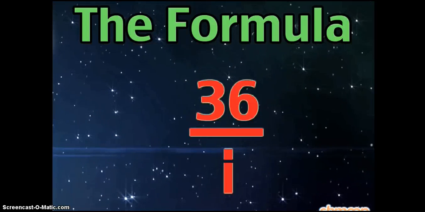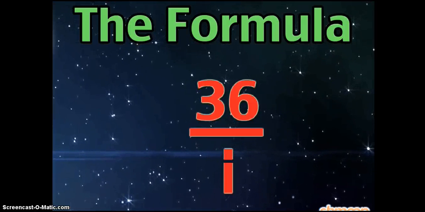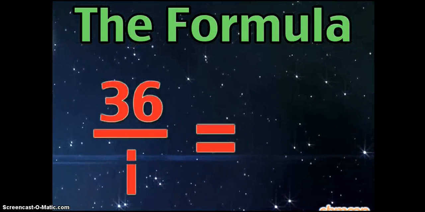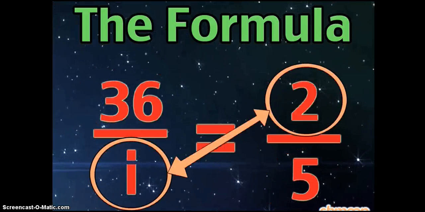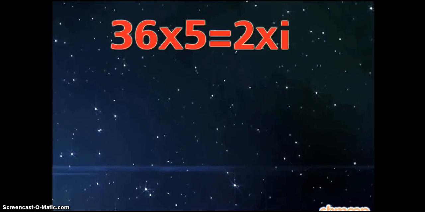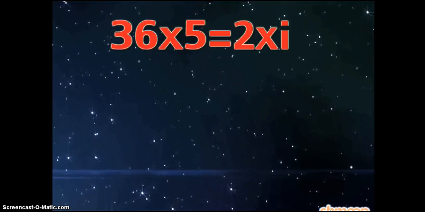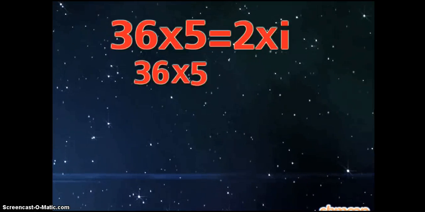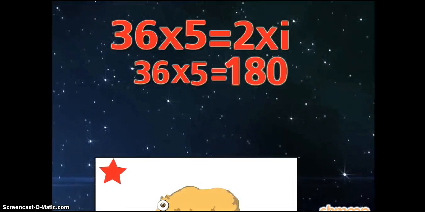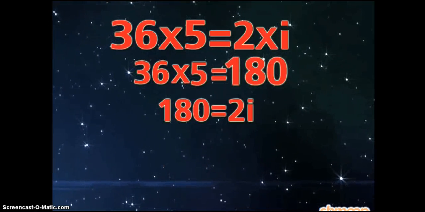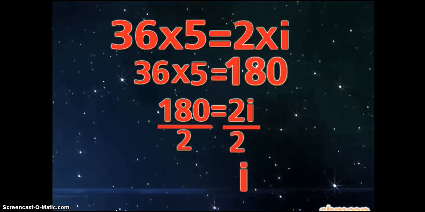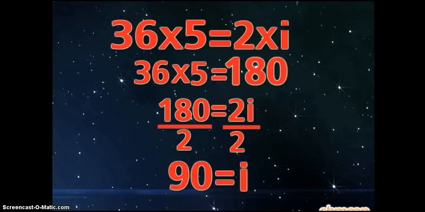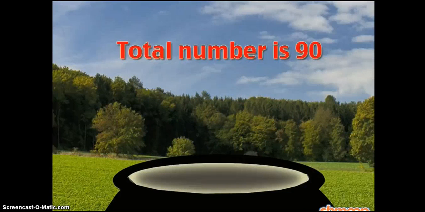Because we have found the equivalent ratio, we can set up a formula. 36 over I equals 2/5. Now we just solve for I. Using the method of cross products, we know that 36 times 5 will equal 2 times I. 36 times 5 equals 180. So 180 equals 2 times I. Next, divide both sides by 2 to get I equals 90. The total number of items in Leonard's pot is 90.